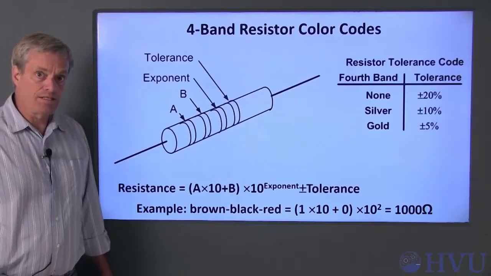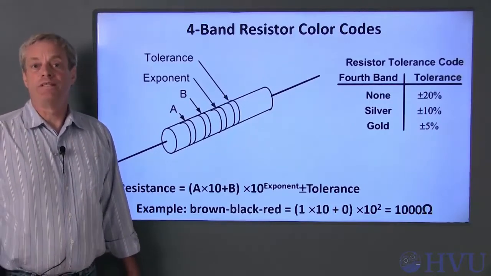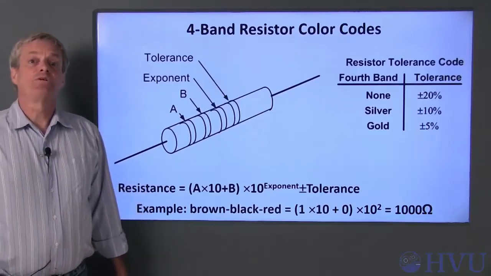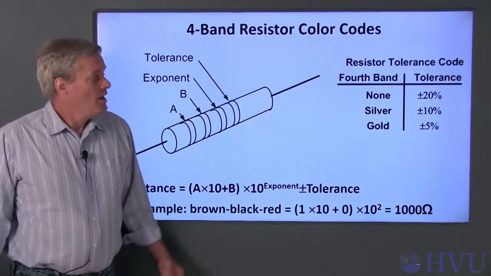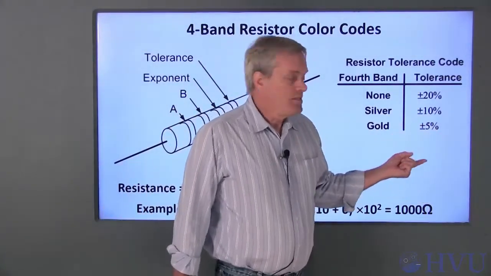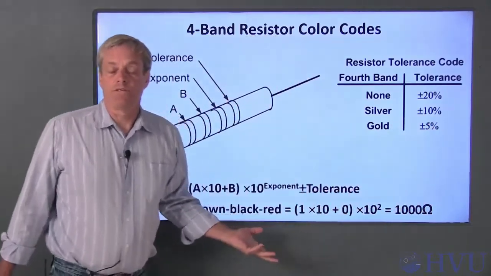The fourth band is the tolerance. It's a number that provides the maximum error between the expected and nominal resistance of the resistor as a percent of the nominal resistance. A gold band, for example, means that the actual resistance value will be within 5% of the value coded on the resistor itself.